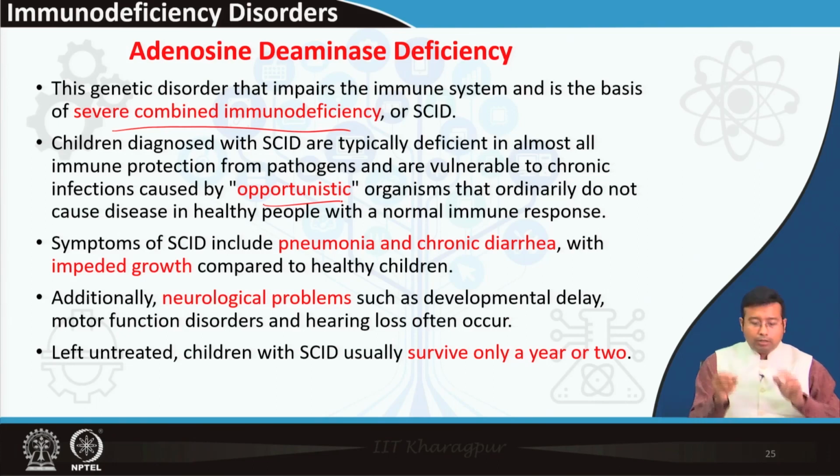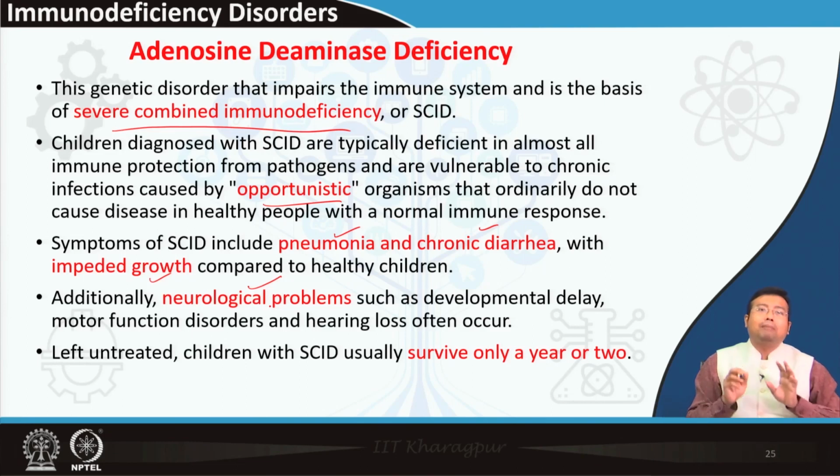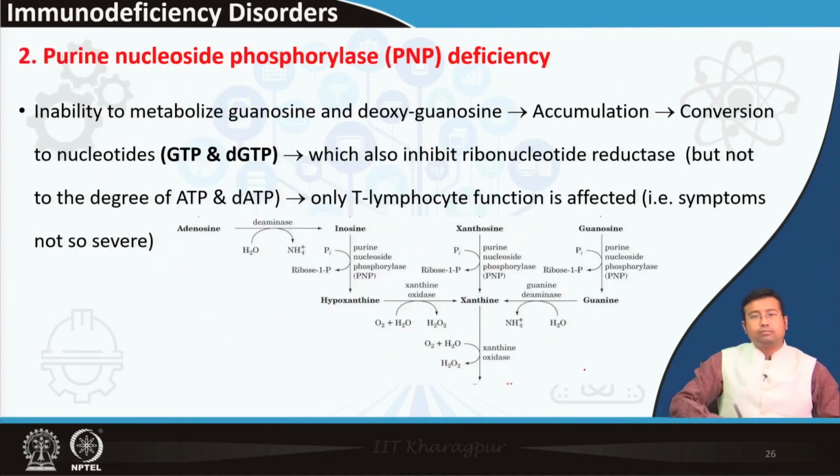Again, symptoms may include pneumonia, chest infection, chronic diarrhea, growth retardation. Apart from that, neurological problems and developmental delay can happen in ADA deficiency, and if it is not diagnosed and treated, a child can survive a maximum of 1 or 2 years, otherwise he will die of infection, right.